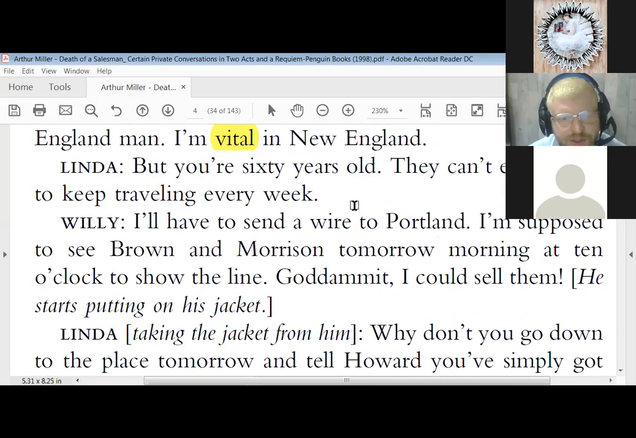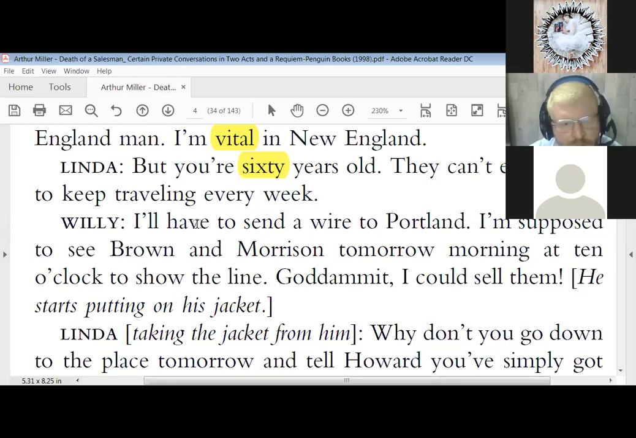Okay, Linda: but you are 60 years old. They cannot expect you to keep traveling every week. And so this is the reason why she's asking him, because traveling is much more difficult for him. He is dreaming, he cannot drive, he is always kind of unconscious of the road. So it is very dangerous for him to drive on the highways. So he should ask the company to give him a job in the same city, in New York, rather than force him to go to other cities like in New England in order to work.